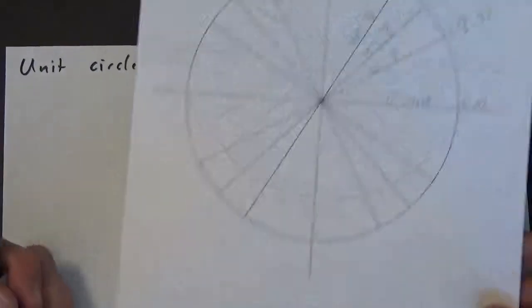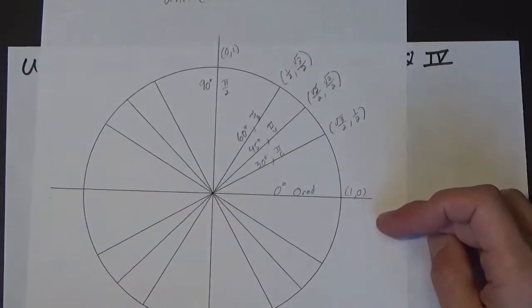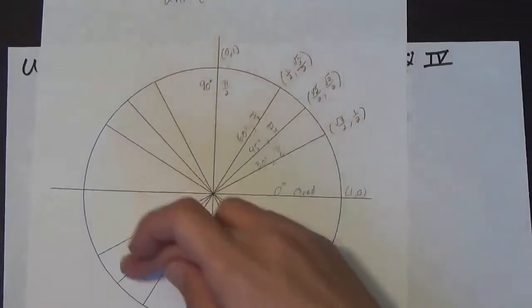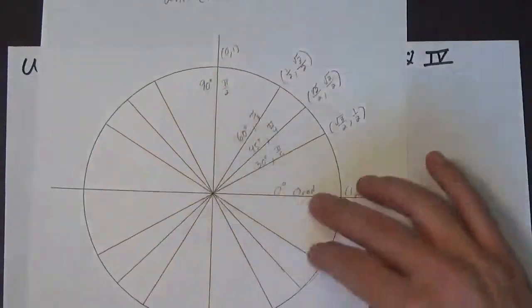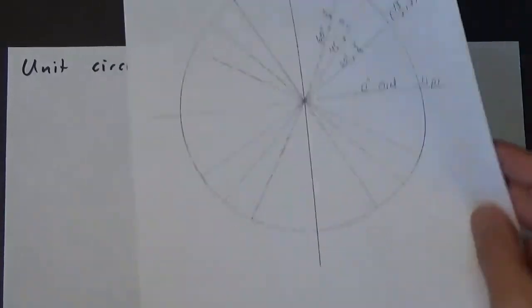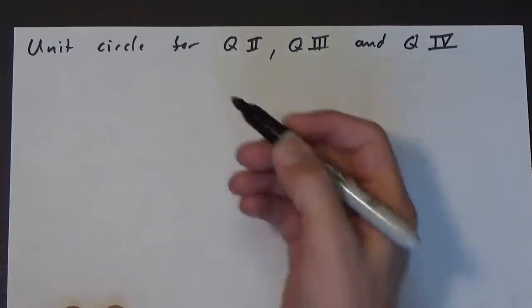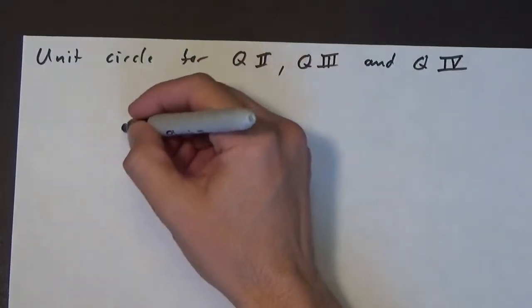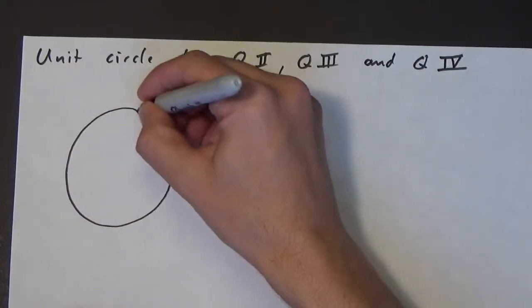So in the previous video, we filled out the first quadrant of our unit circle. In this video, we're going to fill out the rest of the unit circle. And once you have the first quadrant, the rest of this is fairly simple to fill out because what we're going to use is the concept of a reference angle.